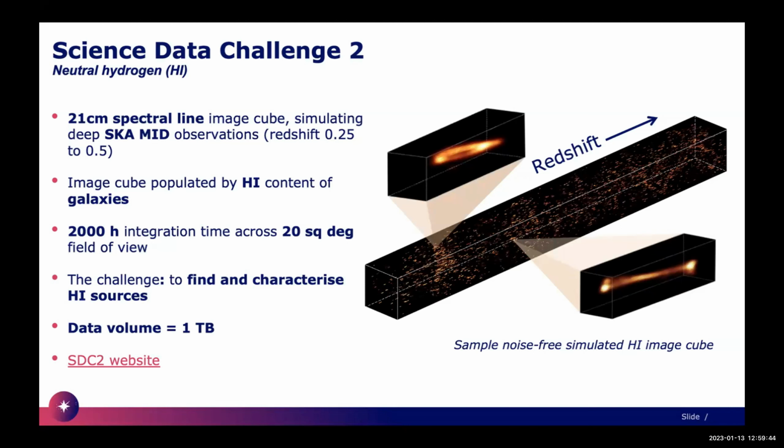So specifically, these simulations were a 21 centimetre spectral line image cube representing redshifts from 0.25 to 0.5. That image cube was populated by the H1 content of galaxies, and it covered a 20 square degree field of view over a 2,000-hour integration time. And again, the challenge was to find and characterize the H1 sources in that cube. And this time, because it was a cube, it was quite a large data volume. So it was a 1 terabyte data cube.